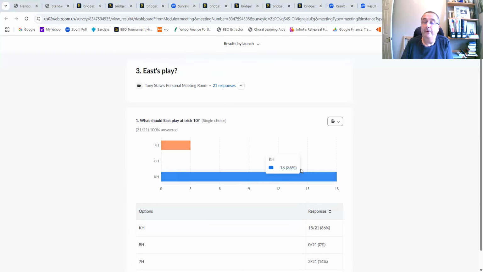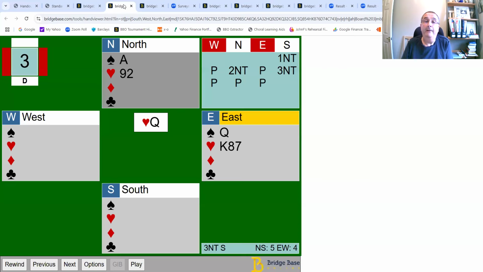And nearly all of you have gone for the king here. And that is correct. You should cover an honor with an honor here if it might promote a trick for your side. And the right card to play here is the king. If we bring up the four hands at this point, we can see that on this occasion, your partner has the 10. So as long as he's kept his hearts, then he can make a trick with the 10, but only if I cover.